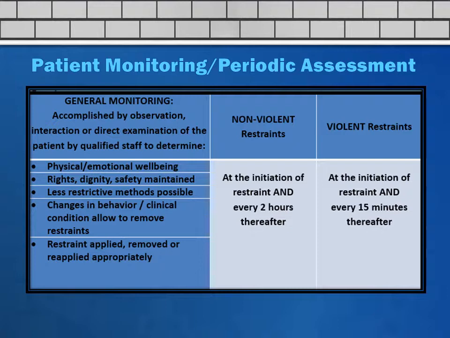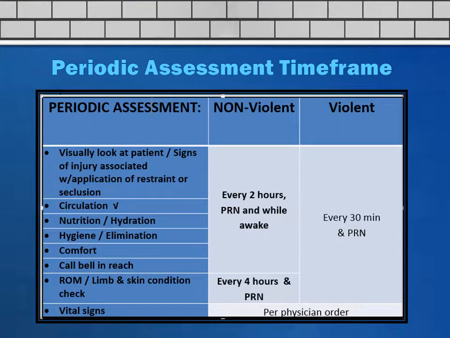So as soon as you put them on, you're going to have an initial assessment for each one of these. And then your task list will already have appeared, and for nonviolent, you will see the assessment every 2 hours. For violent, you will see it every 15 minutes. And every single assessment needs to be completed. And then once again, these are the periodic assessments that are looked at, PRN, so range of motion. These will also be on your task list.